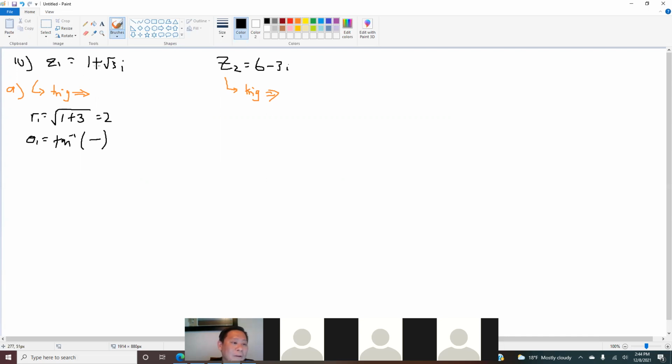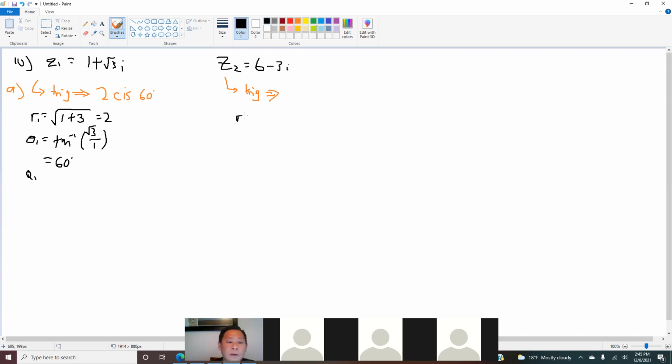How you find the angle for this trigonometric form? This is just root 3 over 1, right? Anyone know what this is in degrees? We just did this. 60. This is 60 degrees. Do we need to add 180 or add 360 on this question? No, because it's in the first quadrant. So be careful with this. So the trigonometric form for this case is 2 CIS 60.